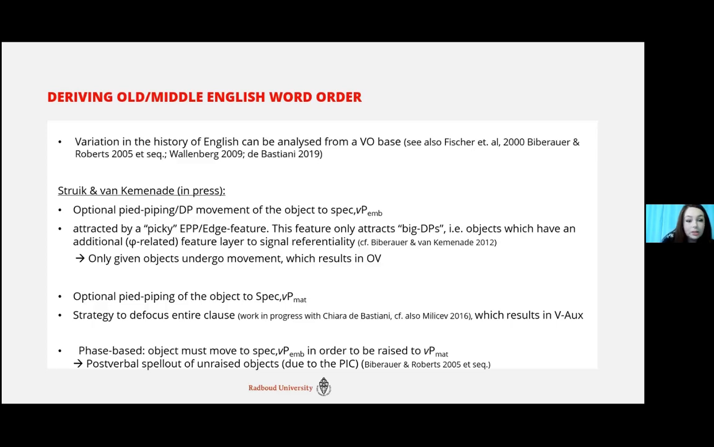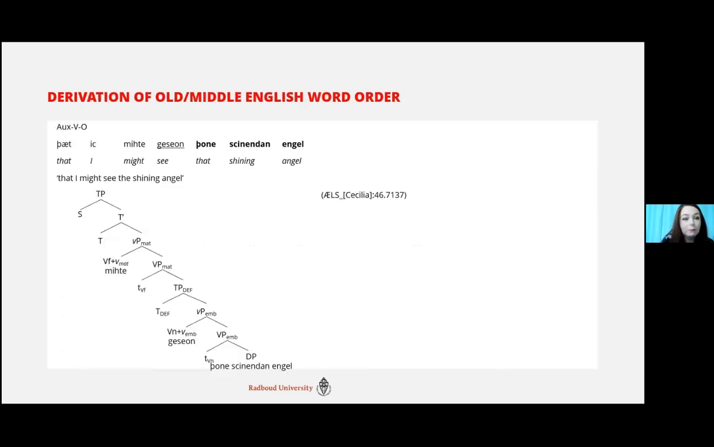This approach is phase-based, so an object must move to the specifier of a little VP in order to be raised to the specifier of the higher little VP. Any object that's not raised, so new objects, will be spelled out in VO position as a result of the phase impenetrability condition. So how does that work?